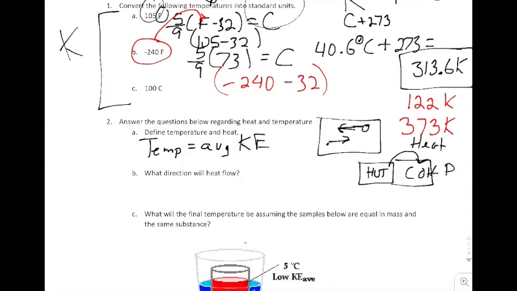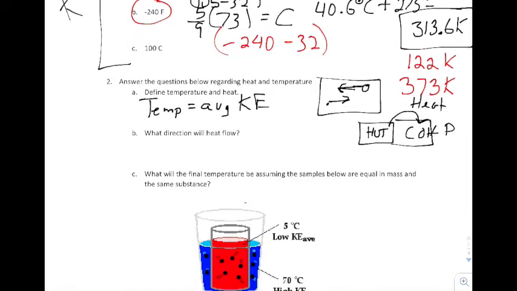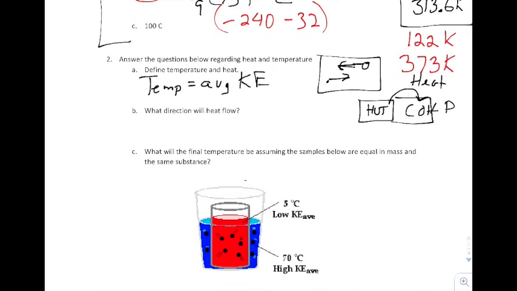Okay, so it says what direction will heat flow? There's always one direction. It's hot to cold. And then finally, if you did this properly, you should have 37.5 degrees Celsius. So make sure you understand why this is the case and when it wouldn't be the case.